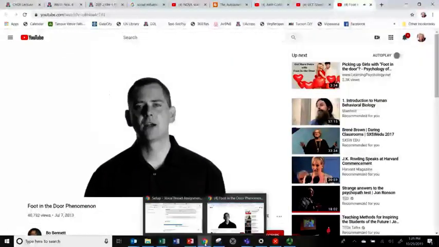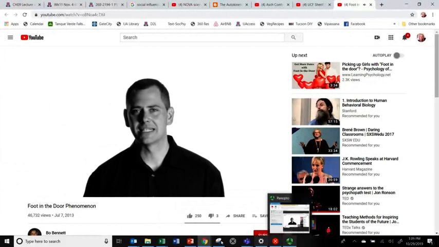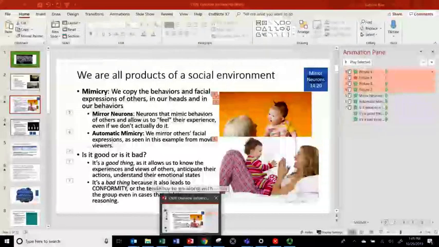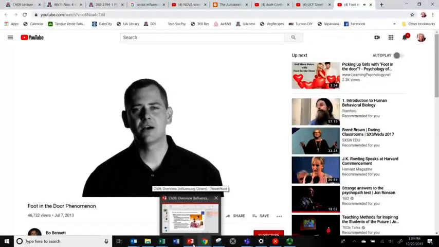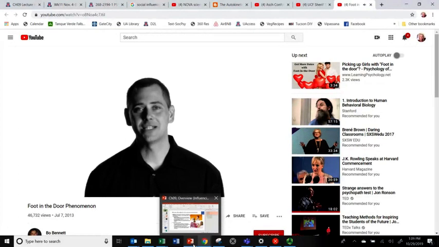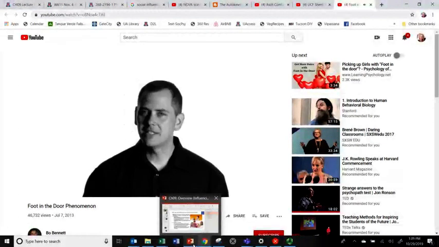The researchers finally concluded that what was going on was a change in the person's feelings about becoming the kind of person who actually complies with these kinds of requests. Once the person agreed to a small request, they had a new self-image. They had the self-image of being the kind of person that agrees with these kinds of requests.